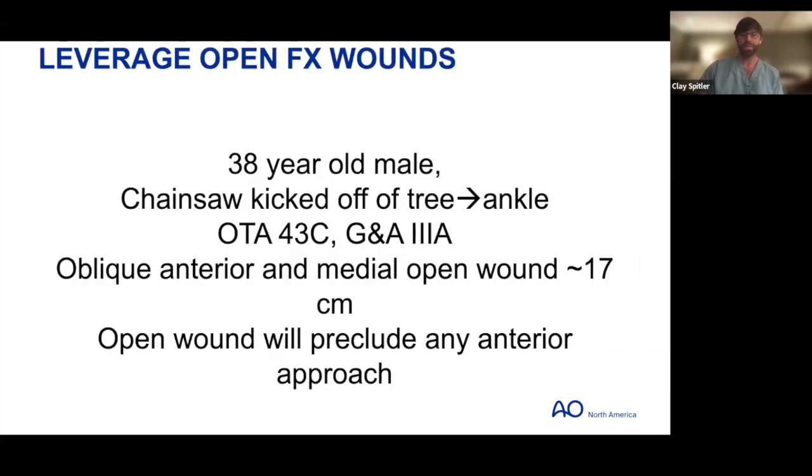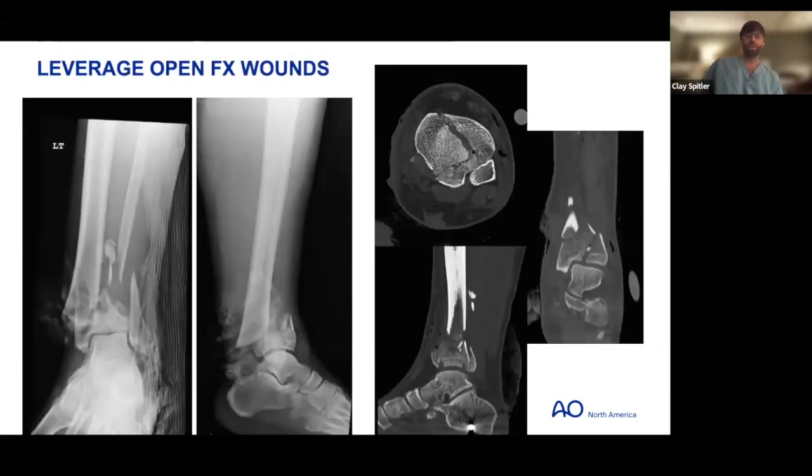Here's just one last case I'll run through real quick. It's never good when you read the resident note that says, chainsaw injury to distal tibia, right? That's a setup for bad juju, right? In this case, here we see the CT scan. It's a relatively simple articular injury with a massive anterior and medial open wound.